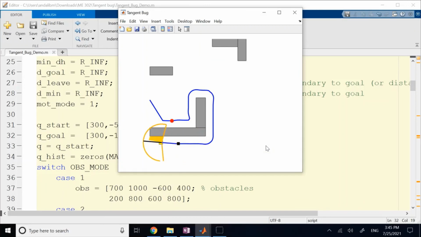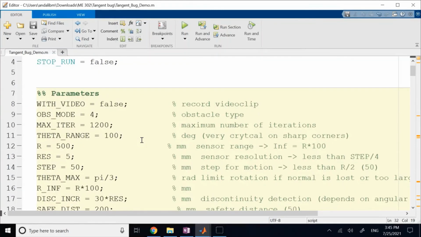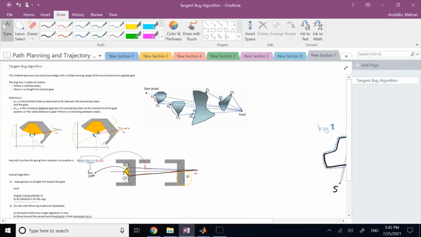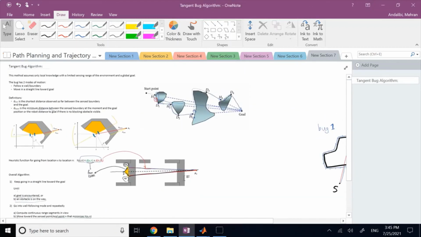Okay, so this is called the Tangent Bug algorithm. Hopefully, this demo was useful to you in explaining the terminologies in the algorithm.